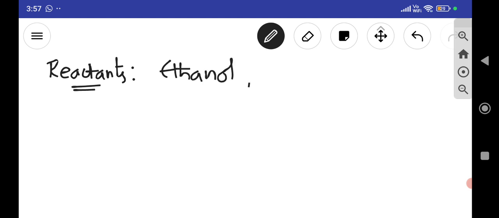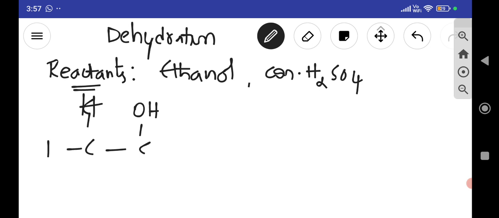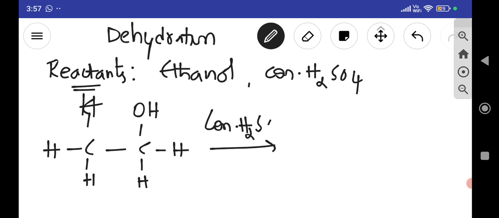So what are the reactants in the dehydration? The first one is ethanol and the reagent concentrated H2SO4, which will be removing water. So here I will write it as a dehydration reaction. Now let us write the structure of ethanol. So ethanol is like this, OH. Here we have hydrogens. Understood? Now, in the presence of concentrated H2SO4, on heating, what will happen is, anyhow, I will tell you, OH will be removed from here, no doubt.